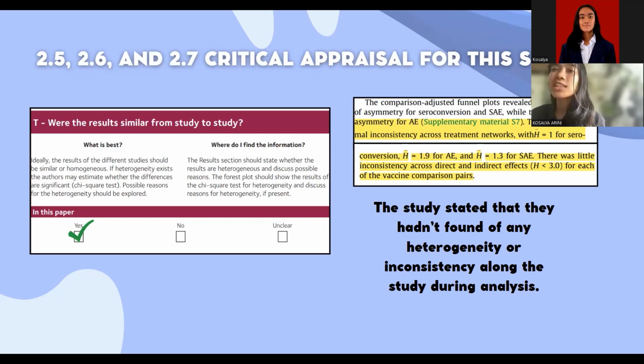The inconsistency across the results was H equals 1 for seroconversion outcomes, H equals 1.9 for adverse effect outcomes, and H equals 1.3 for severe adverse effects. This also stated that there was little inconsistency across direct and indirect effects, with H below 3.0 for each of the vaccine comparisons in pairs. Thus, the study stated that they had not found any heterogeneity or inconsistency along the literature analysis.